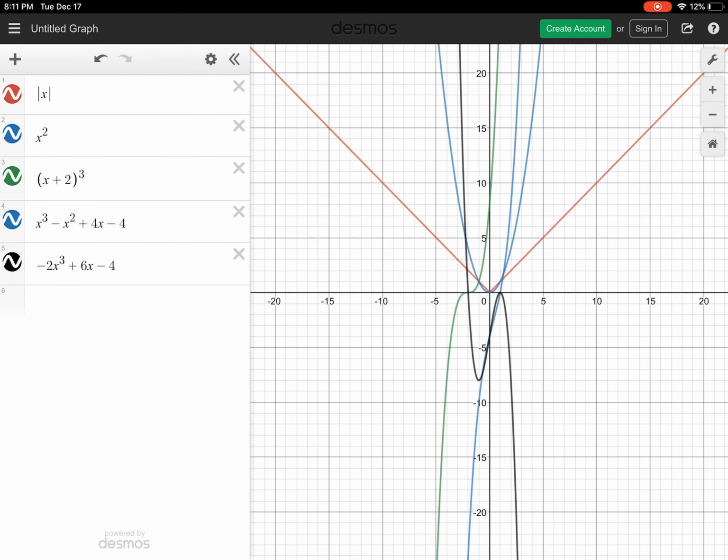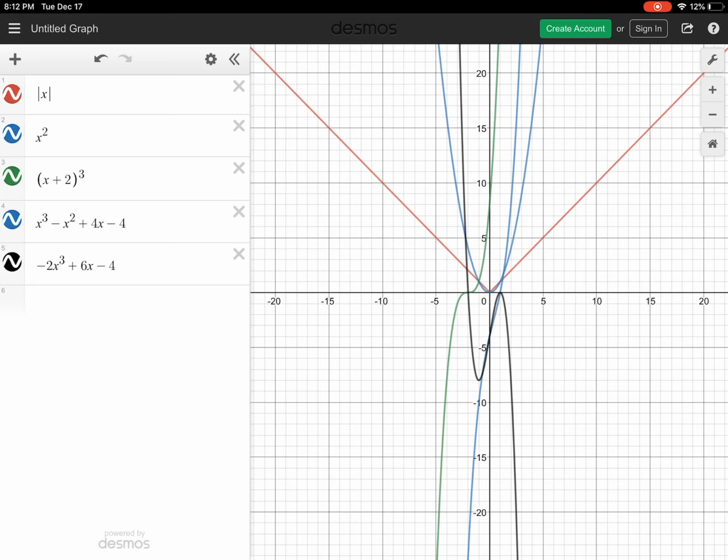Let's take the second one, which is x squared. It's the blue one, and that one is symmetrical on the y-axis as well. And then the one that we plugged in earlier, the other blue one, which is at x equals 1, that one is not either. It doesn't have any kind of a pattern at all, and neither does the other one.